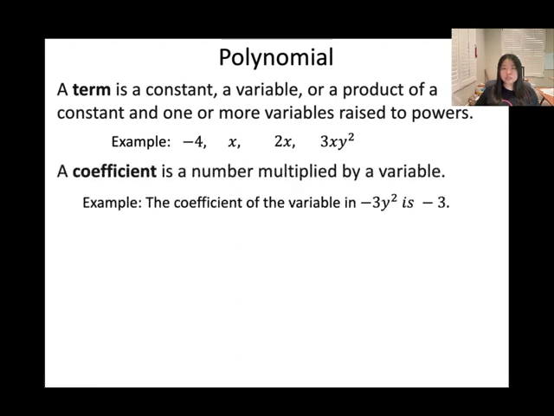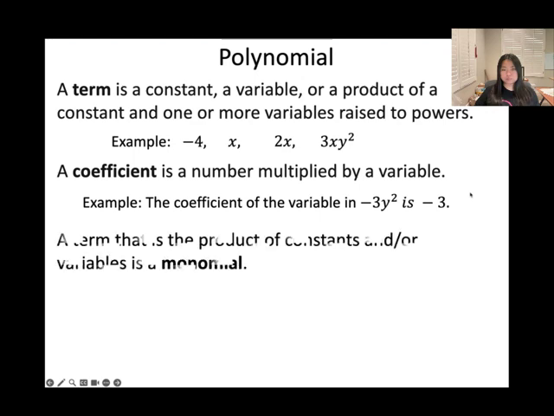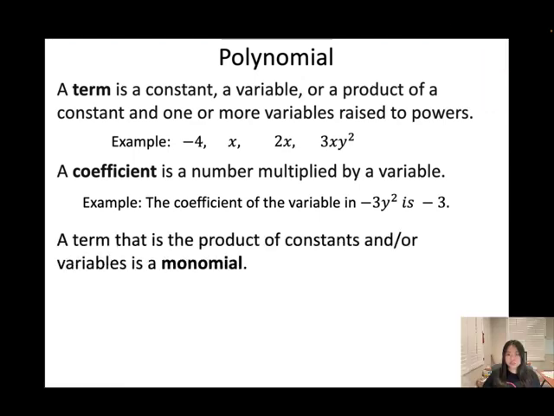Coefficient. A coefficient is a number multiplied by a variable. So look at this one. We do have -3y squared. So when we're talking about the coefficient of this term, that will be -3. Okay, coefficient, talking about the number. A term that is the product of constants and or variables is a monomial. So this is an example of monomials. A monomial you could think of as only one term.